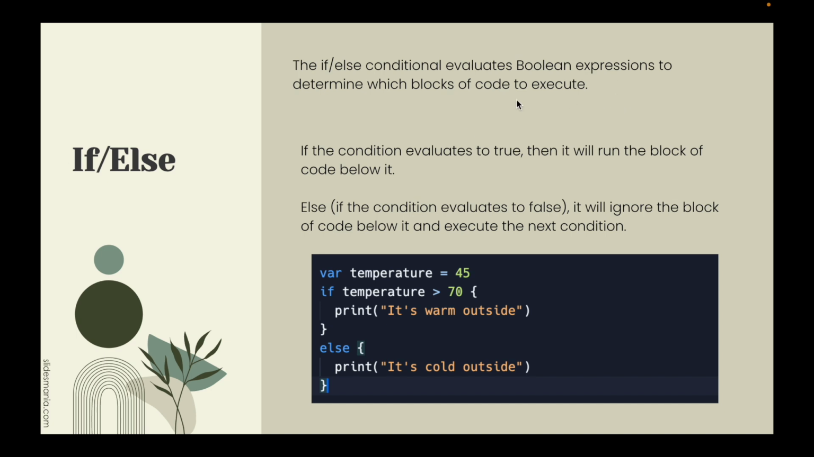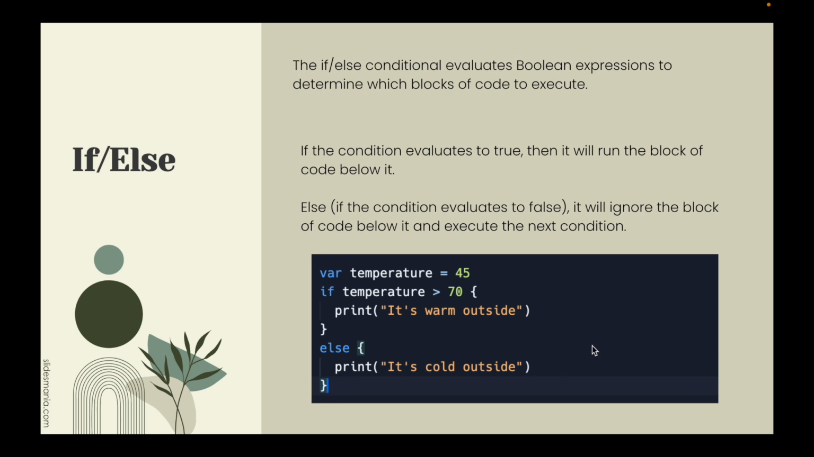So here we have a variable called temperature equal to 45. And then here is the if-else conditional. If the temperature is greater than 70, then it will print out it's warm outside. Else, it will print out it's cold outside. And make sure to be careful with the syntax here. Once you do an if, you have to put these brackets, write whatever code you want to execute if this condition is true, and then make sure to close the bracket, and then you can have your else statement, and then open a bracket and then close the bracket.